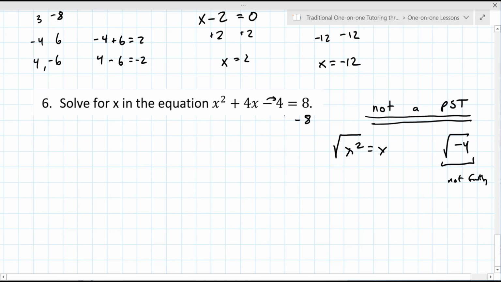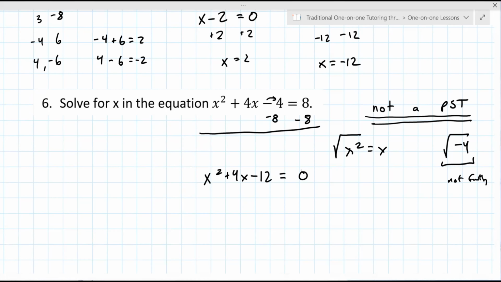So now subtract 8 from both sides, because the general strategy, once you know it's not a perfect square trinomial, is to move everything to one side of the equation. So just like in the previous problem, now we have to find two numbers that multiply to negative 12, but add up to positive 4. Will you give that a try, please, and see if you can come up with them?